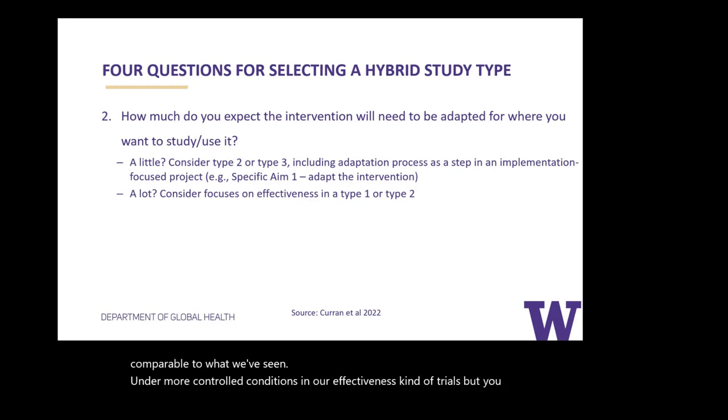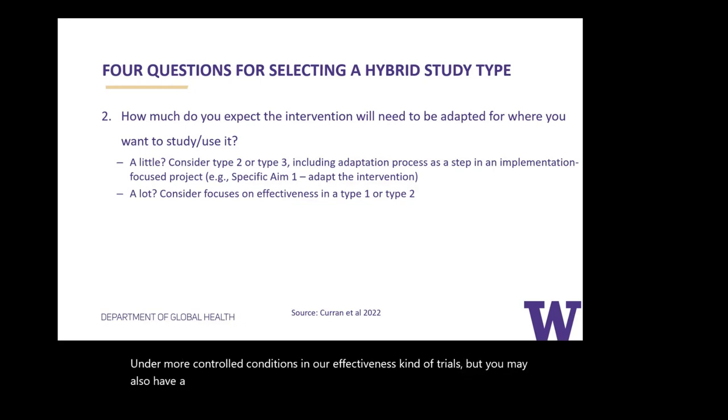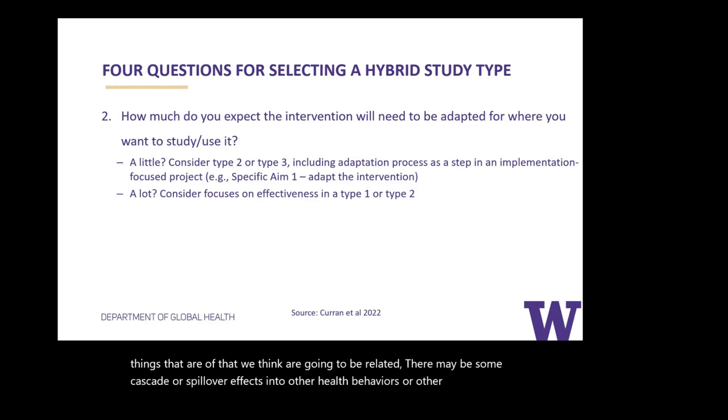But you may also have secondary clinical outcomes that are maybe a little more exploratory, like, in addition to pain scores and quality of life, what about some of these other things that we think are going to be related? There may be some cascade or spillover effects into other health behaviors or other health outcomes that are of interest, that maybe are a little bit more exploratory, but you want to collect data on that as well.